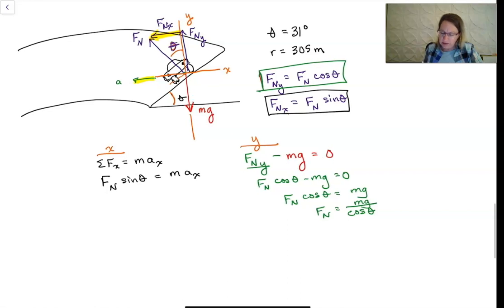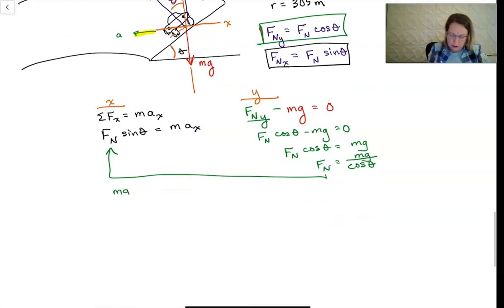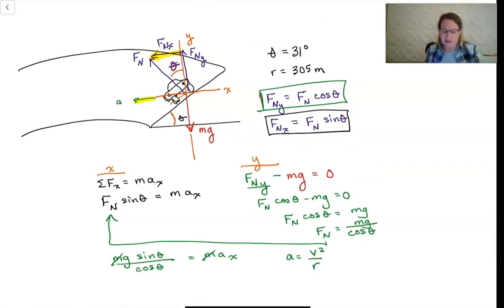I can then plug this in right over here, and I can find mg sine of theta over cosine theta, substituting things in, is equal to ax. And notice the m's cancel, which is convenient. And we just have that our ax is g sine theta over cosine theta, or our a is equal to v squared over r. And the question was, although I didn't write it down, so maybe it wasn't clear, what is the speed at which we're going to go around this track where we don't need friction?